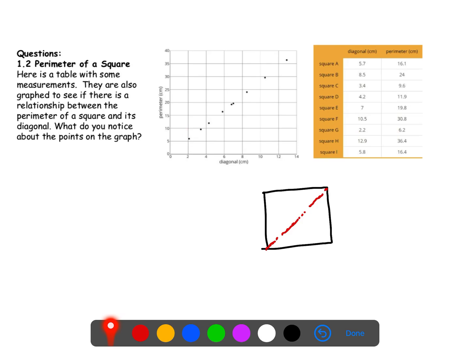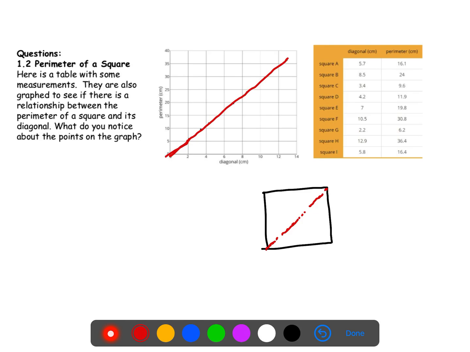But we're asked, what do we notice about the points on the graph? Well, it looks like they're forming a straight line. It appears like I could connect these points pretty much into a straight line. And it also looks like I could extend that to the origin there. Those are the two qualifications for being a proportional relationship. So it appears that we have a proportional relationship here. Of course, that would mean we should have a constant of proportionality.